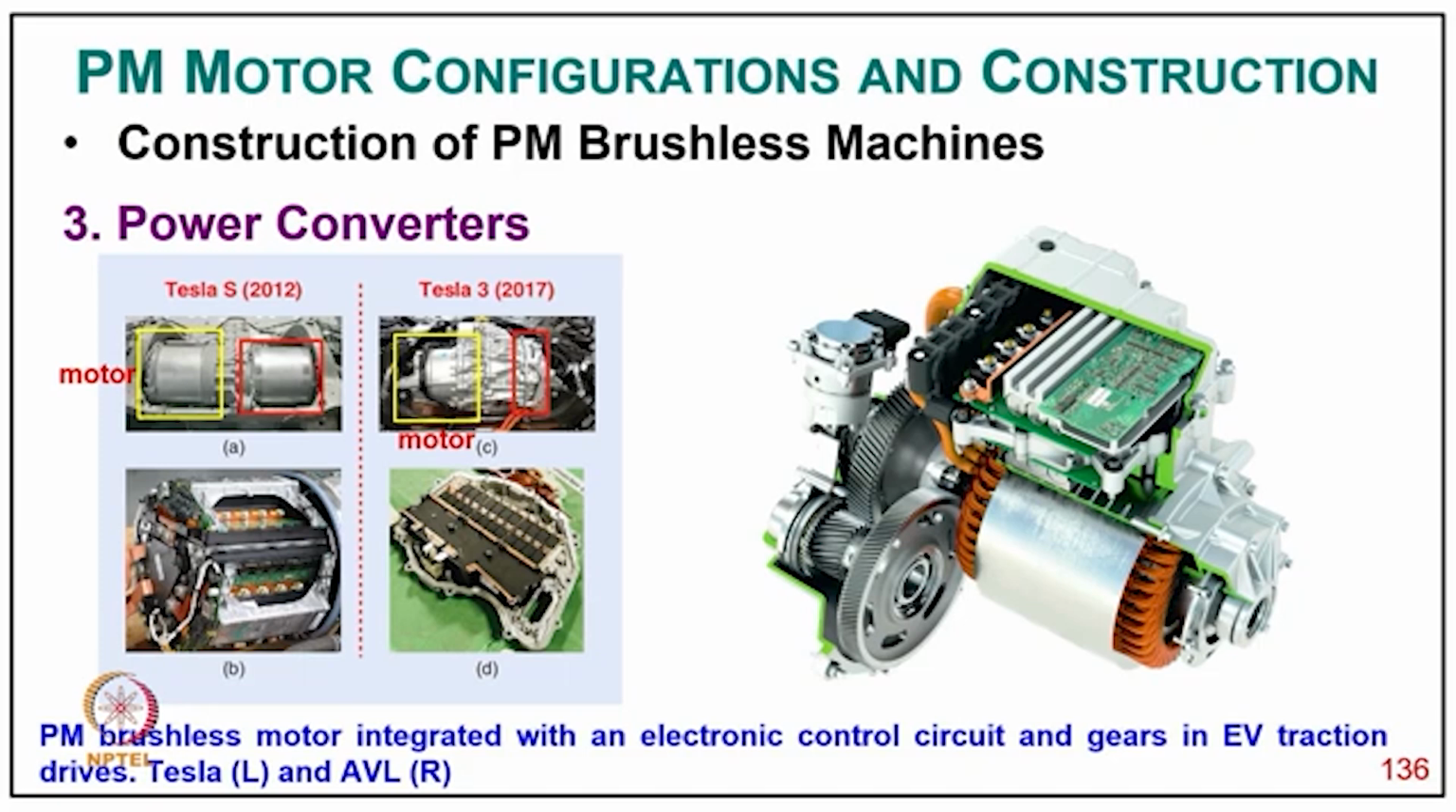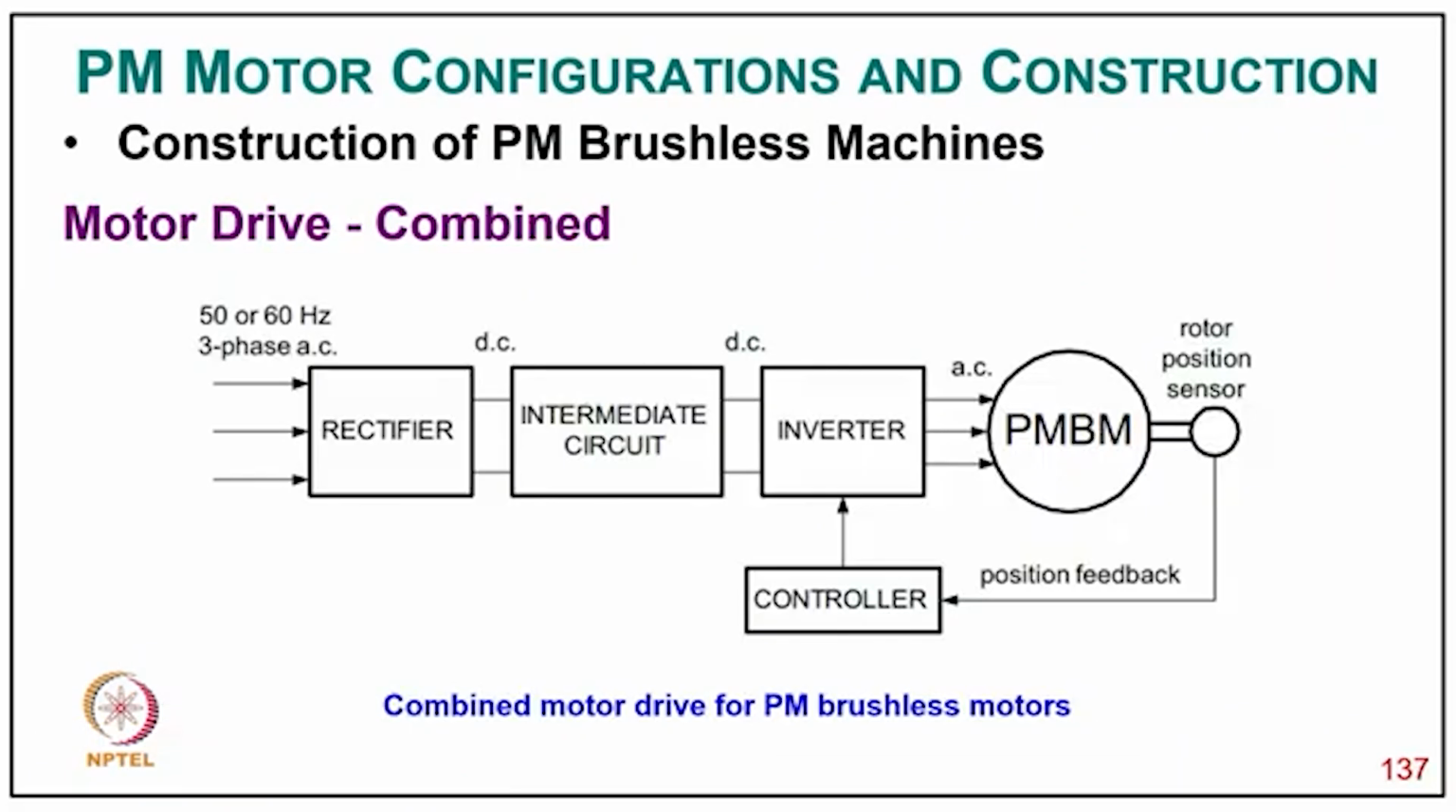And typically the motor for Tesla, I mean, is a brushless motor integrated with electronics control and gear in the EV traction of the Tesla car. I mean with the gears. Here, because the motors are designed for high speed, certainly the gears are put in to reduce the speed, but it does not control gear changing.